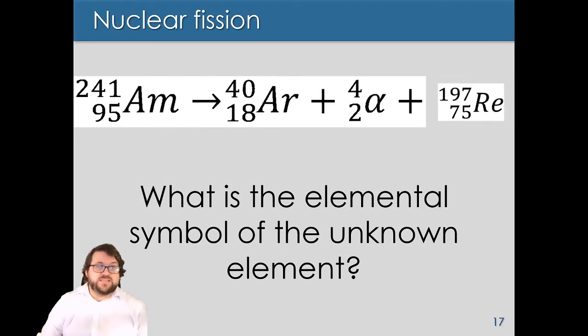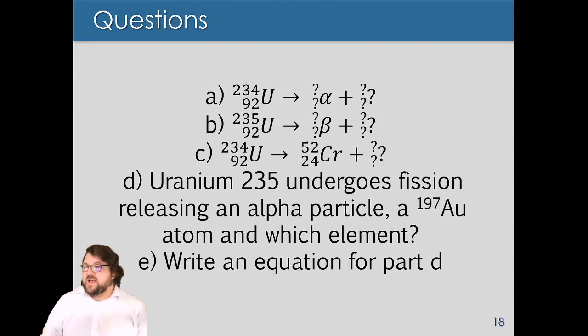So let's replace that with something that looks a little bit better. The elemental symbol of the unknown element is rhenium. So this is americium splitting apart into a few different ones. And what I'd like you to be able to do is to be able to do some of these nuclear equations. So what I'm going to do now is show you a slide of some questions that I might ask you in a sort of exam environment, or your new tutor might ask you. And I'd like you to pause for a second, and then we'll do the answers next.